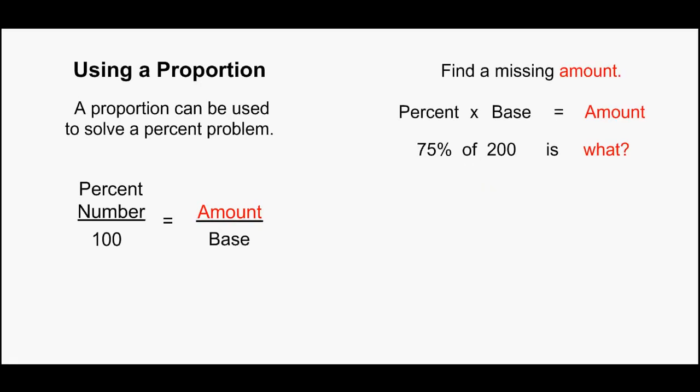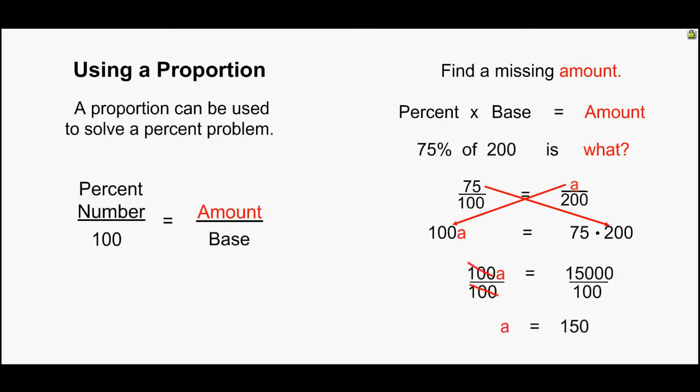Let's try another example to find a missing amount. 75% of 200 is what? Let's place our information into our proportion. 75% is 75 over 100 equals A over 200. Use cross multiplication. 75 times 200 on one side, 100 times A on the other. Divide both sides by 100. A equals 150. 75% of 200 is 150.